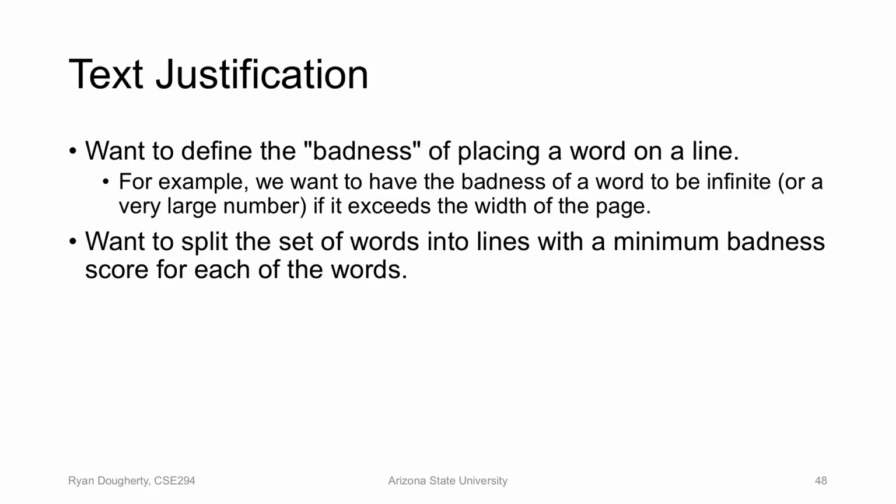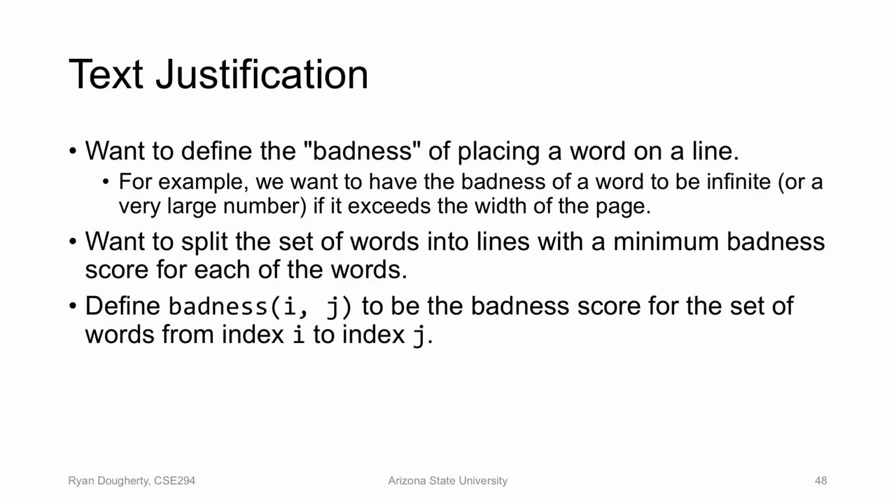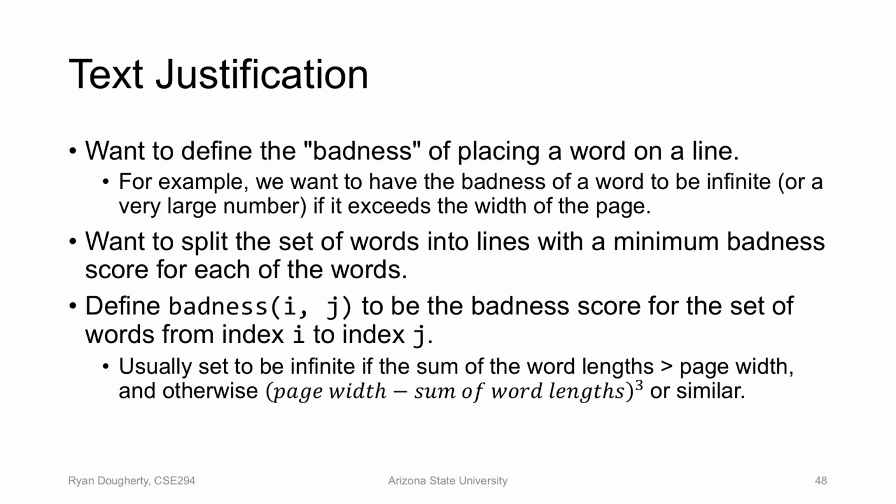So we want to find a split for the words such that there's a minimum badness score. So we're doing a minimum approach here for dynamic programming. What we're going to do is define this function, badness of i, j, to be the badness score from the word at index i to the word at index j. What we usually define this to be, though you can define your own function, is infinite, so really huge, if the word length exceeds the width of the page, because we can't even place those there.